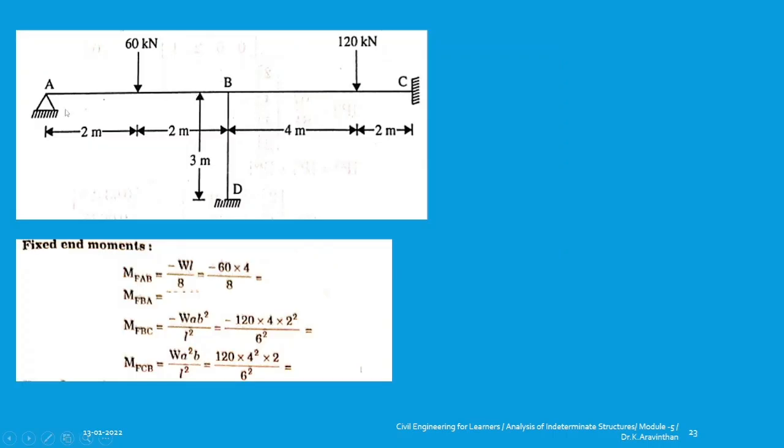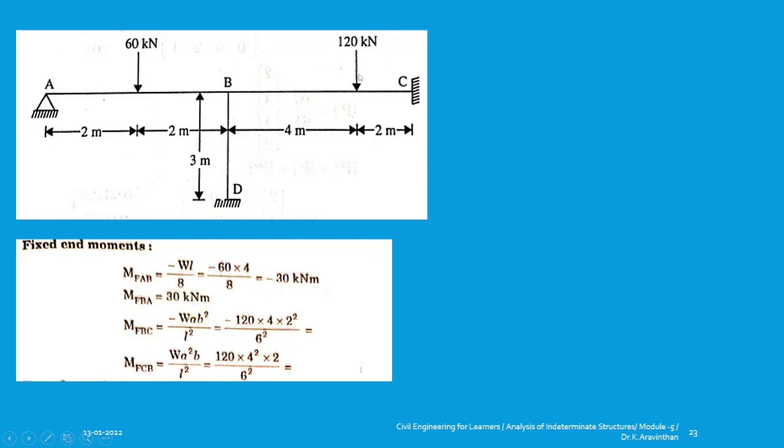Okay. So step 2 is finding fixed end moment. Consider AB as fixed. At the center of the span you have the load 60 kilonewton. You have 2 meter and 2 meter which are equal in length, and you can use WL by 8 as the formula. So W is 60 and length is 4 meter divided by 8. If you have a fixed beam carrying a point load at center, you can use WL by 8. Your answer will be 30 kilonewton meter, and for BA you will get the same answer.